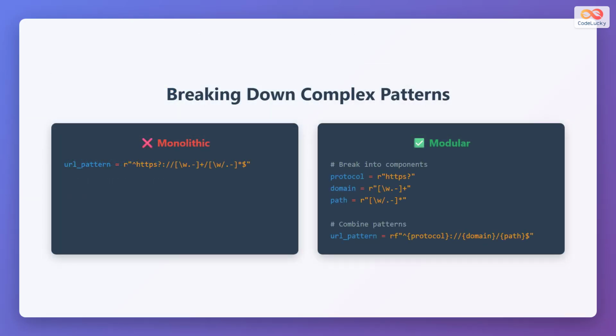Breaking down complex patterns into smaller, more manageable parts can significantly improve readability. Look at the monolithic example. Here, the entire regular expression for a URL is crammed into one line, making it difficult to understand. In the modular example, the pattern is broken down into components like protocol, domain, and path, each with its own regular expression. These components are then combined to form the complete URL pattern. This approach makes the pattern easier to read, understand, and modify.